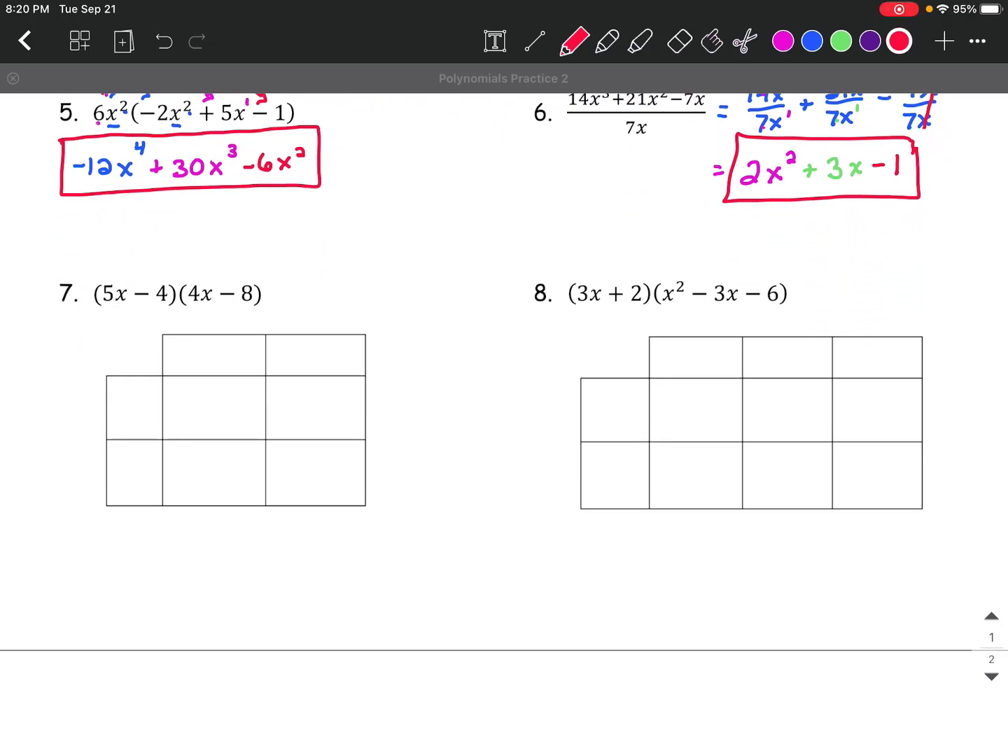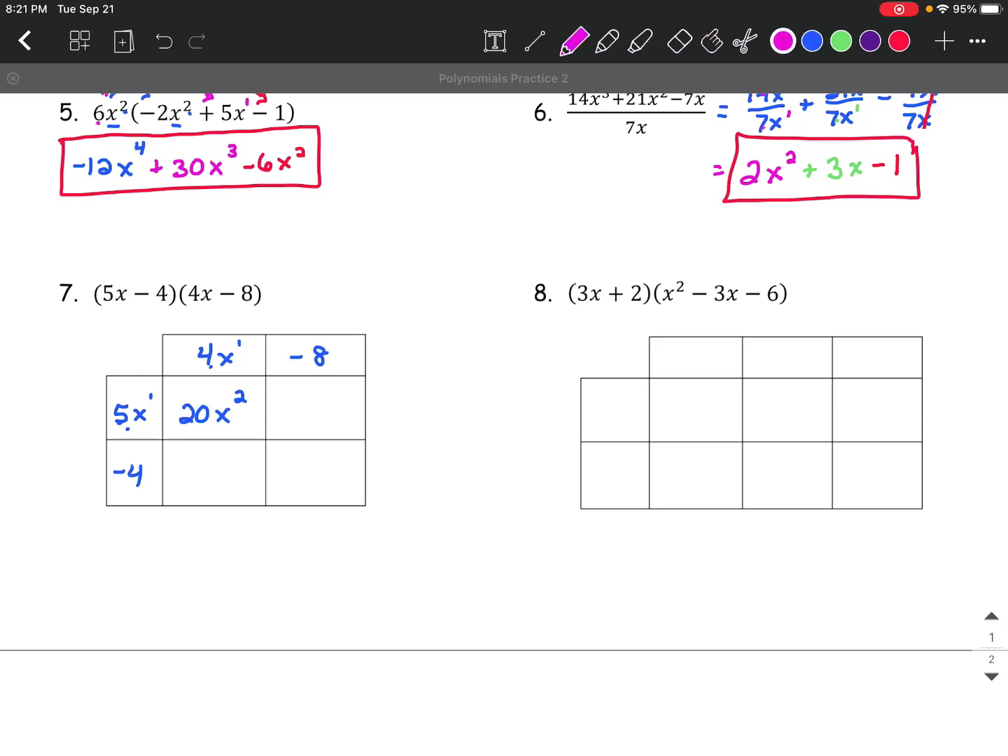Finally, number 7. Here we go. It doesn't matter whether you put the 5x down and minus 4 down the side, or you could put it on the top. That's up to you. And then we can put the 4x minus 8 in the opposite place. Okay, so now we do 5x times 4x. 5 times 4 is 20. And remember, when we multiply the x's, this has an exponent of 1, this has an exponent of 1. Add them, we get an exponent of 2.